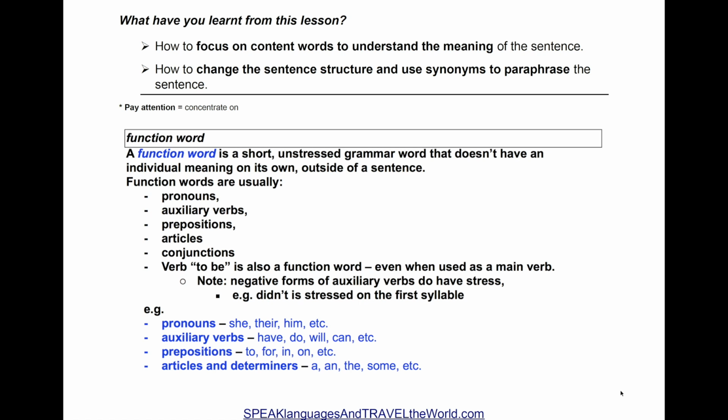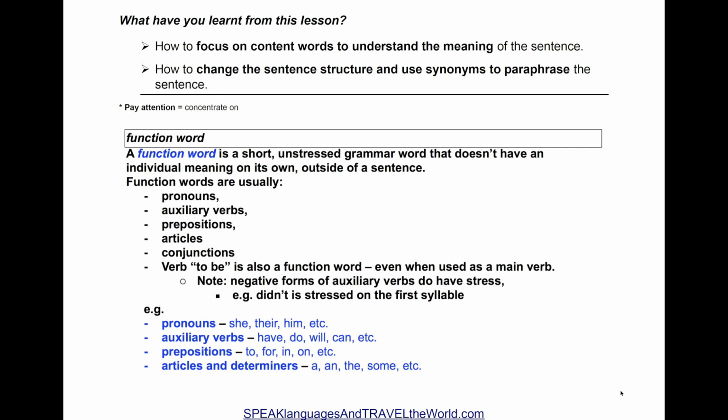Function words are usually pronouns, auxiliary verbs, prepositions, articles, conjunctions, and the verb to be is also a function word even when it's used as a main verb. Note that negative forms of auxiliary verbs do have stress. For example, didn't is stressed on the first syllable.